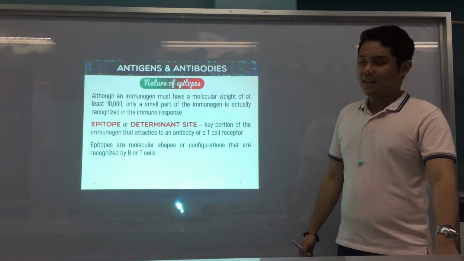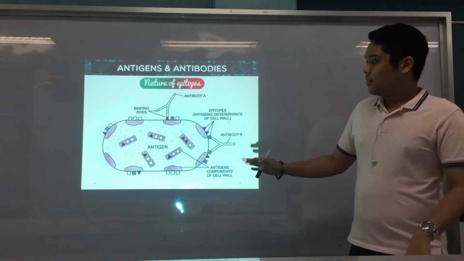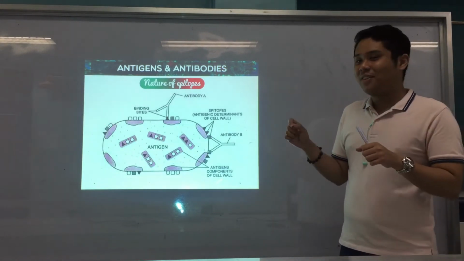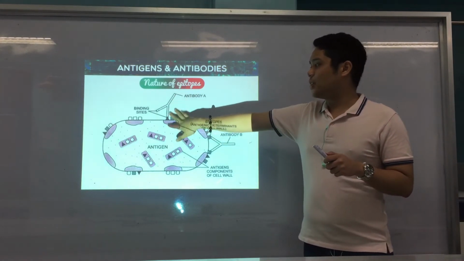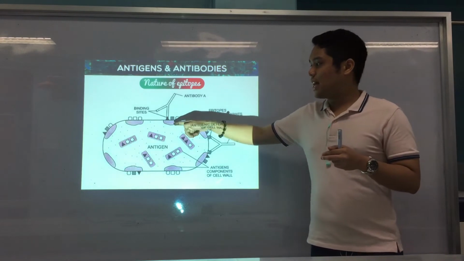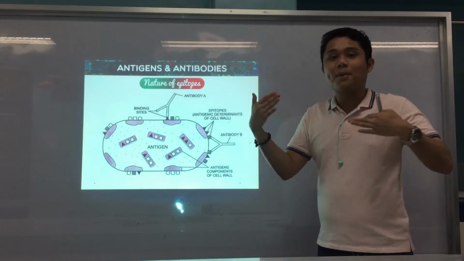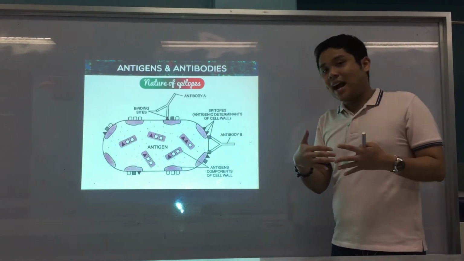Here's an example, drawn figuratively. These are your epitopes, and you have an antibody that is specific to this epitope, with the same size and same configuration, so that they react together.